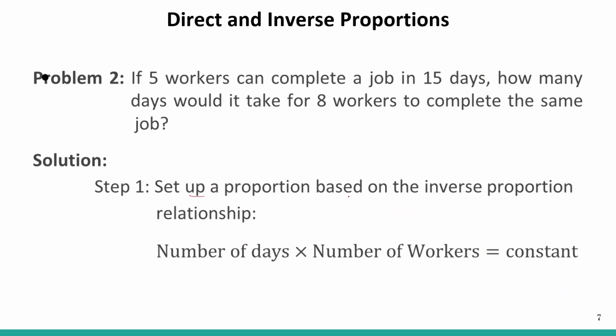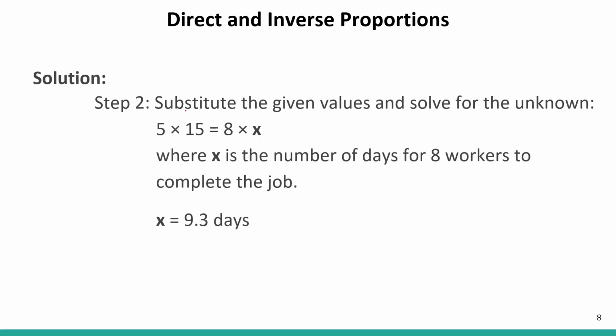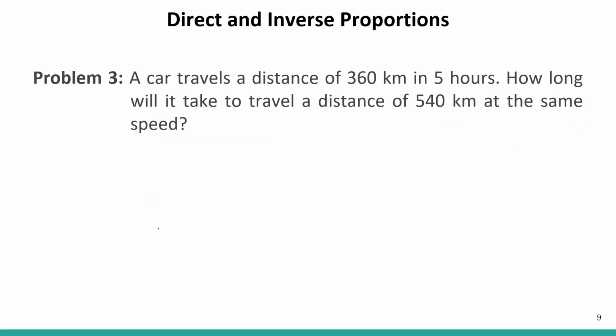So setting up the proportion based on the inverse proportion relationship: number of days into number of workers is equal to constant. That is where method 2 is applied, the work time relation. So substituting the given values to solve the unknown: 5 into 15 is equal to 8 into x. So x will be what? 9.3, that is actually 75 by 8. This is what 9.3 is equal to.